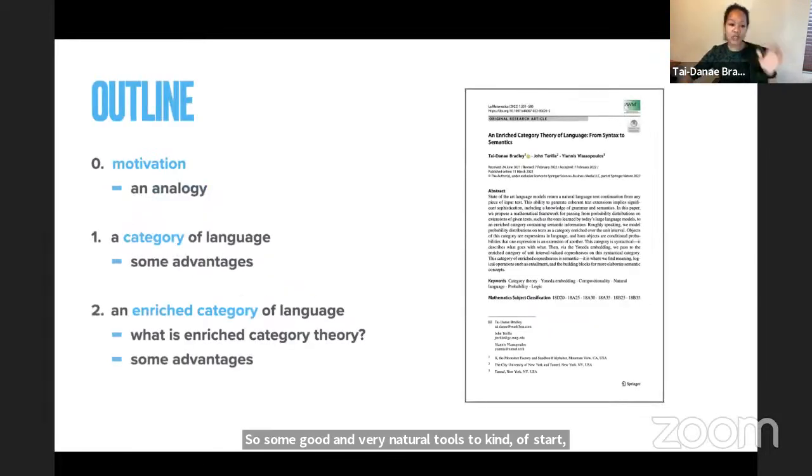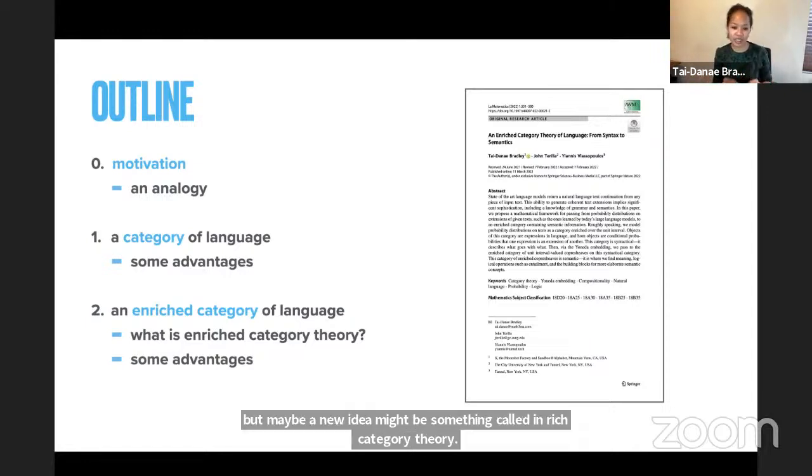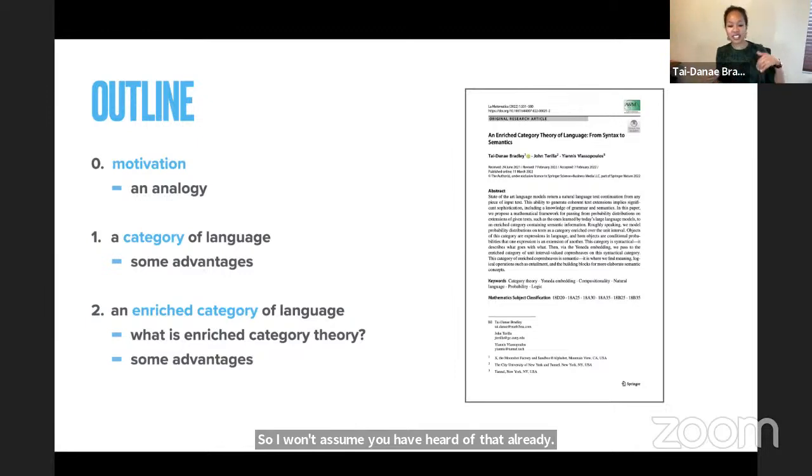So let me go to the next slide. Here's the outline for the remaining few minutes. First, I want to share with you a category of language and some advantages of that. We'll also see some disadvantages, and then I will describe for you an enriched category of language. We've heard a lot about category theory in this series, but maybe a new idea might be something called enriched category theory. So I won't assume you have heard of that already. I'll explain a little bit of what that means and then tie it back into this question that we're trying to answer in the context of language.